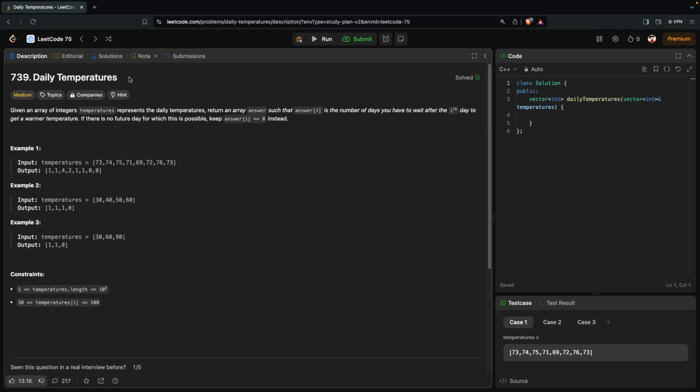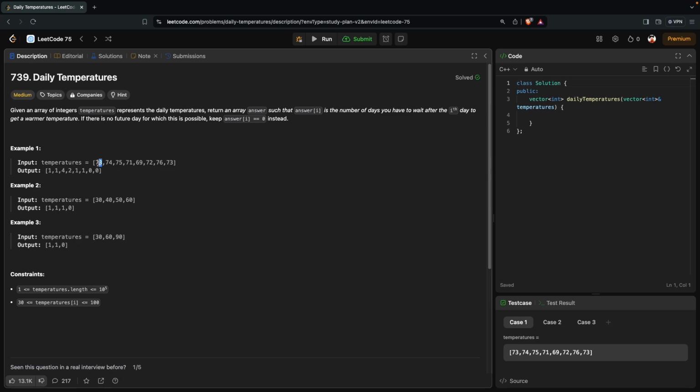Hi everyone. So today we will solve this problem, daily temperatures, and we are provided with an array of integers called temperatures and we have to return an array called answer such that answer[i] is the number of days we will have to wait after the ith day to get a warmer temperature. So let's look at the example to understand the statement.